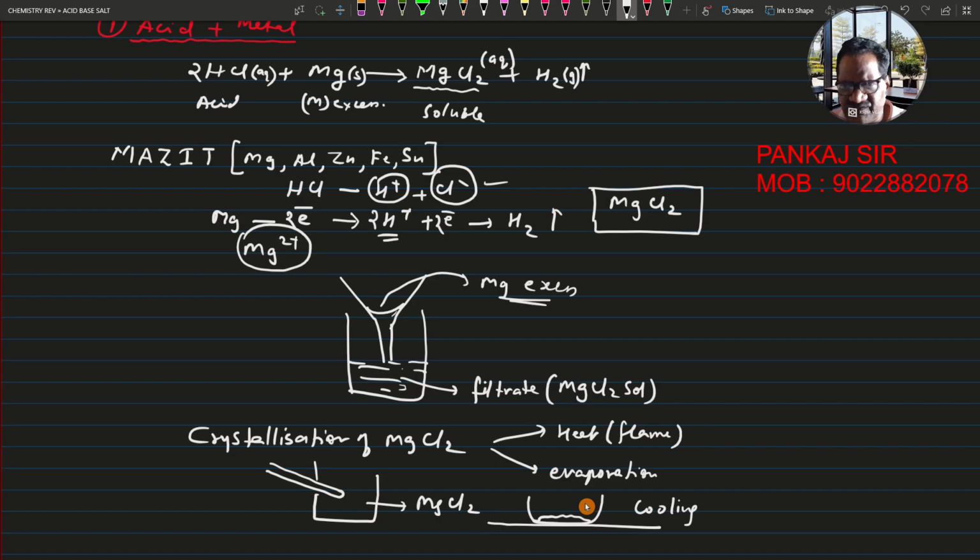So once the crystals are obtained after cooling, you have to wash them with water and dry them by placing those crystals between the filter papers, and you have to slightly press it.